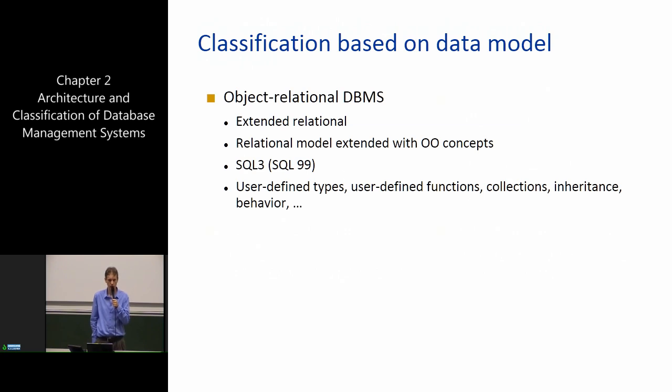They're very popular in the industry because they basically combine the best of both worlds. They combine the best of the relational environment with the best of the object-oriented environment. So in object-relational databases, you're going to have user-defined functions, you're going to have user-defined types, you're going to have all kinds of extensions which basically come from an object-oriented environment. Here you can see some examples.